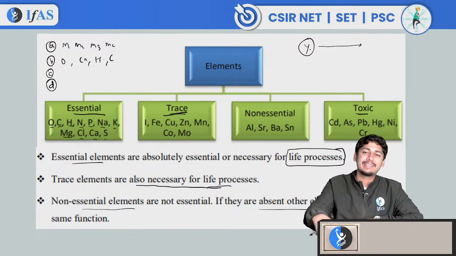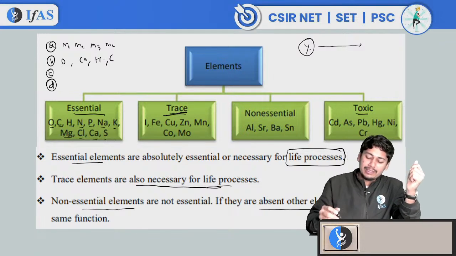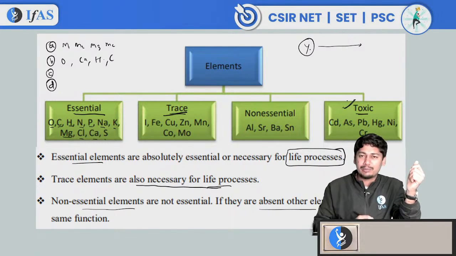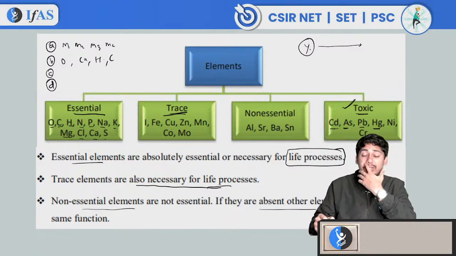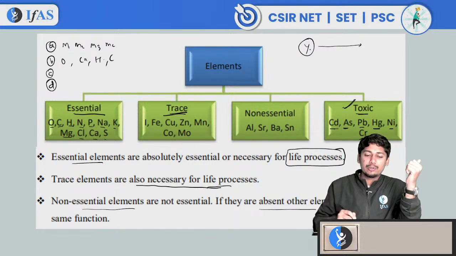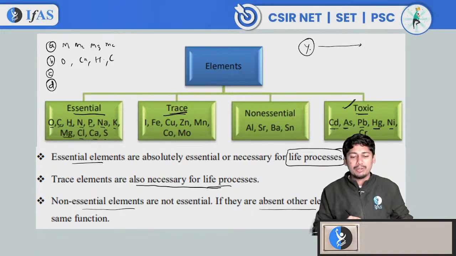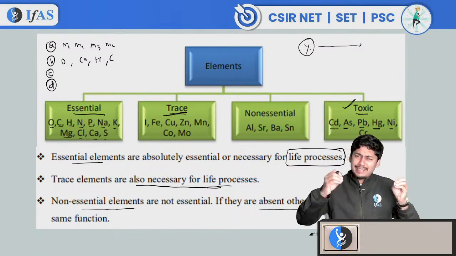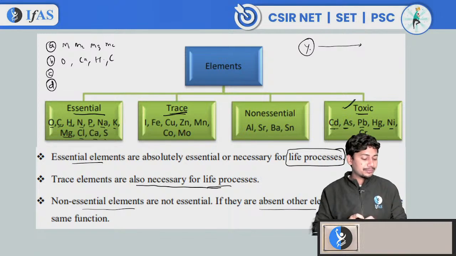Okay, guys, I have given you a question. Just tell me what are toxic elements. You can see the examples: cadmium, arsenic, lead, Hg, that means mercury, nickel and chromium. These are examples of toxic elements. But sir, tell me what does toxic element mean? Just tell me what toxic element means.